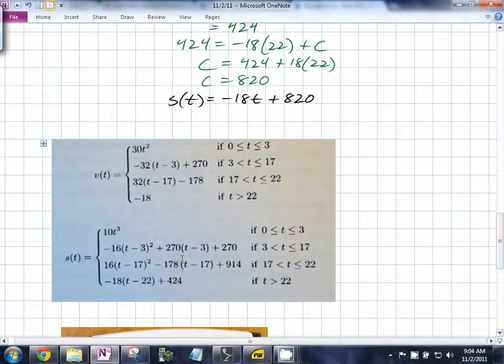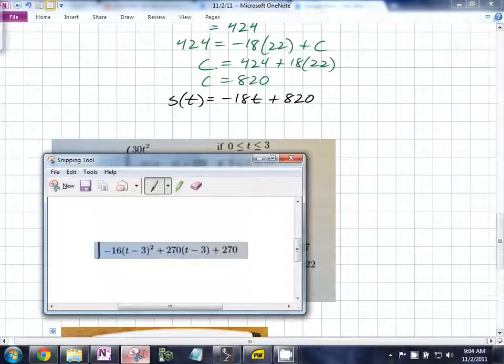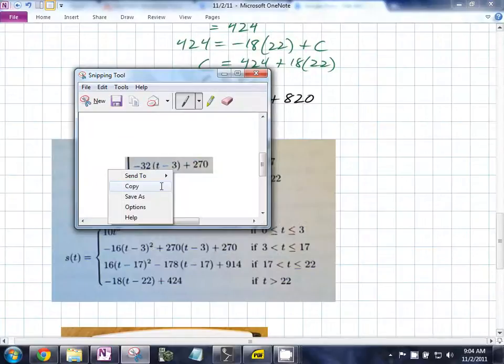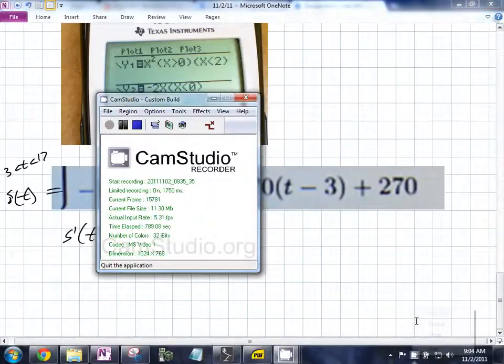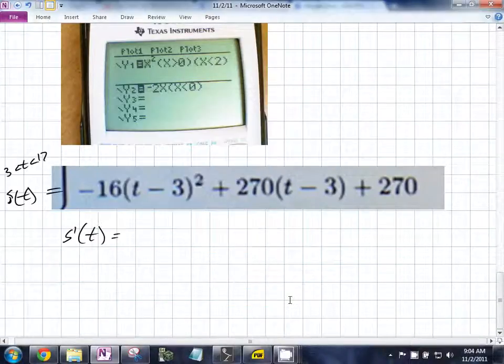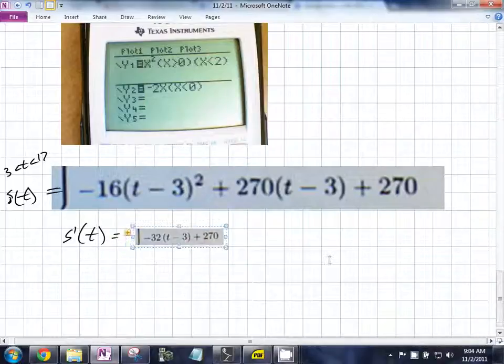So 0 is equal to negative 32 times t minus 3 plus 270. So 0 is equal to negative 32t plus 96 plus 270. So we know that 32t is equal to what? 366. So t is equal to 366 over 32, which is what?